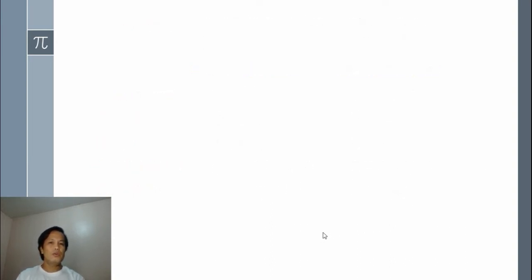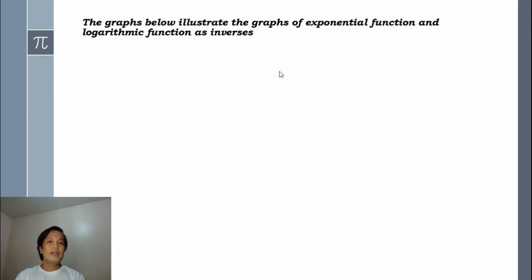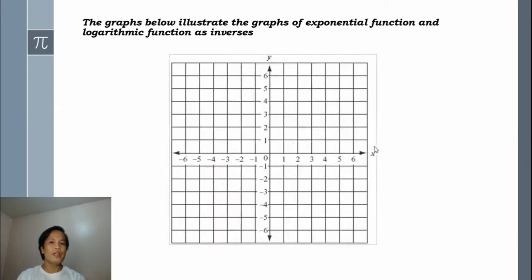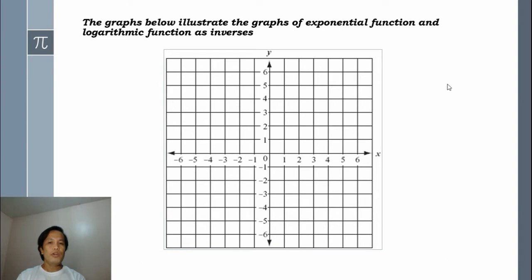Okay, let's proceed to the graph. The graphs below illustrate the graph of exponential and logarithmic functions as inverses. For example, if we have this Cartesian plane, we will first illustrate the line of symmetry because we are going to graph an inverse function. In an inverse function, the line of symmetry is always present. So if this is the line of symmetry, we are going to plot the graph of the exponential function. We all know that the graph of the exponential function always passes through the point (0, 1).